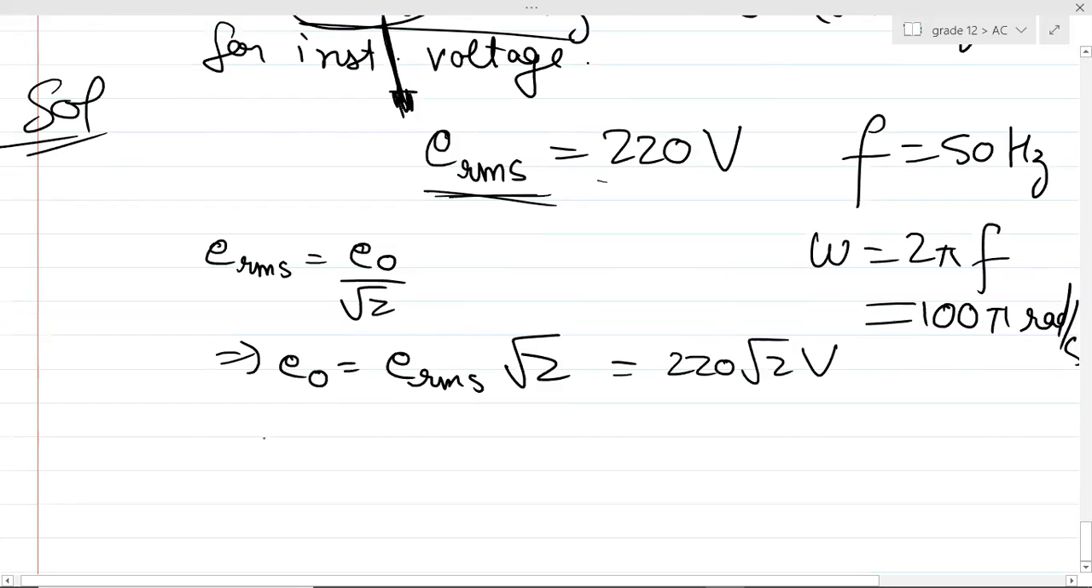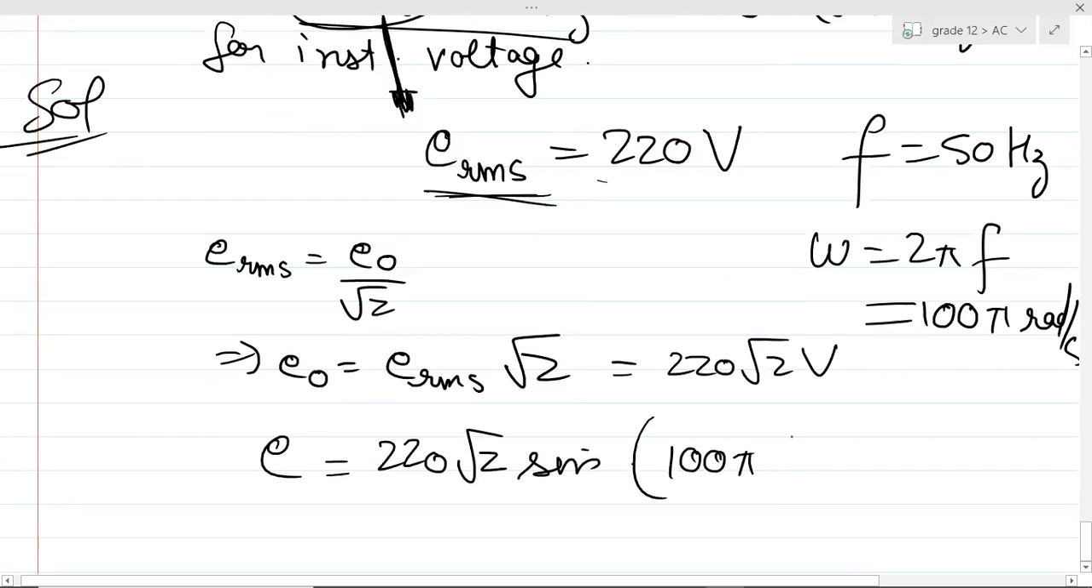So what will be the equation? It will be equal to 220 root 2 sine of 100 pi t plus pi, let's say, plus some initial phase difference. So that's your answer. Clear? Okay. Next.